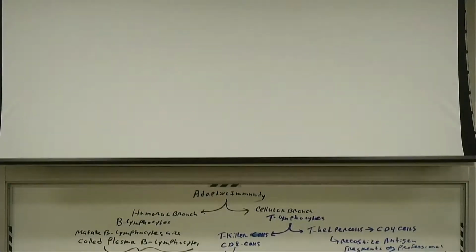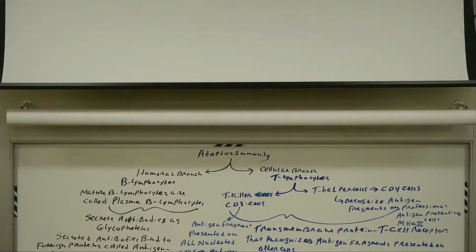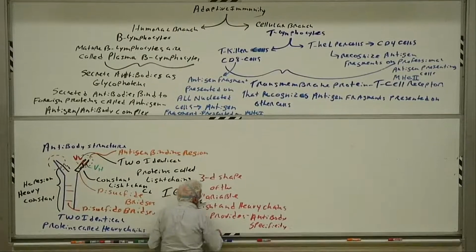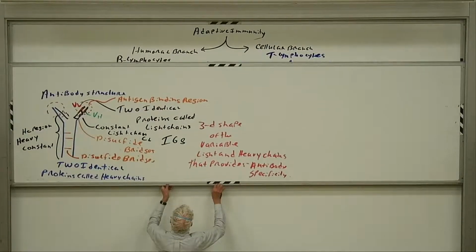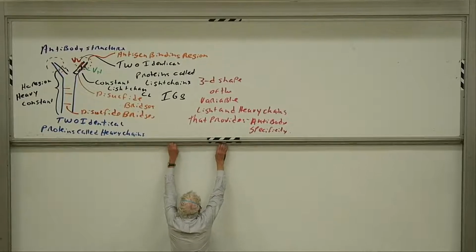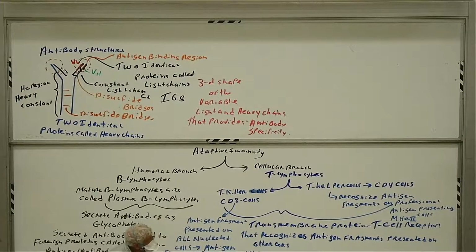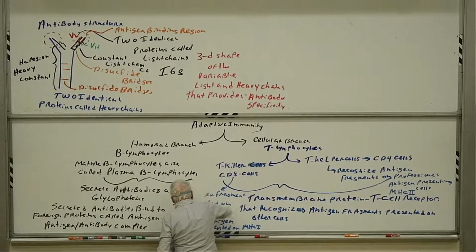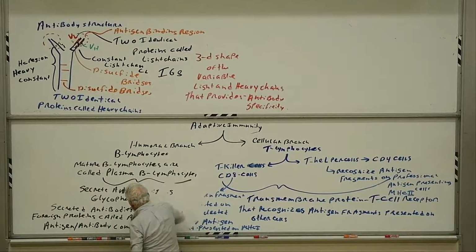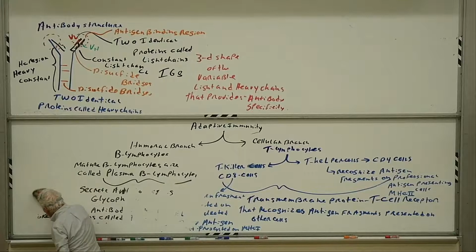So any questions up to there? So that's the idea of the shape of the antibody. Now, what I want to do next is ask the question, where do antibodies come from? So we'll take this panel and label it as the origins of secreted antibodies. And this is a cell lineage story.